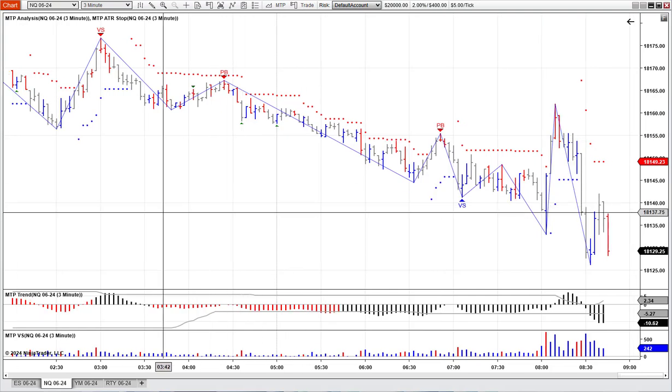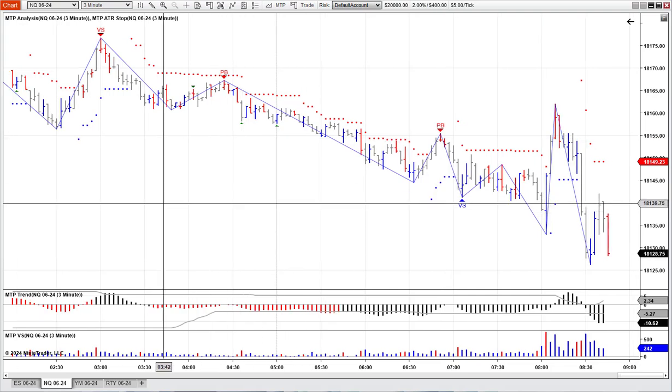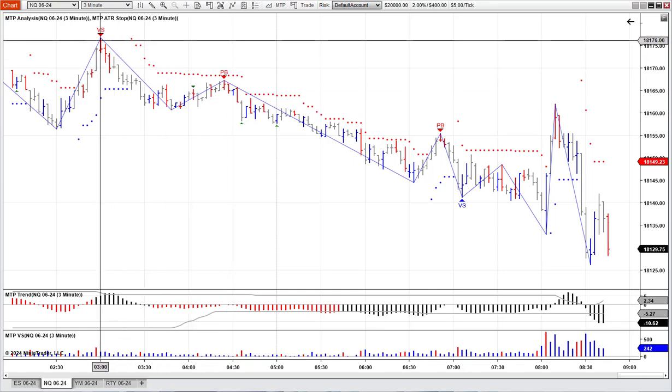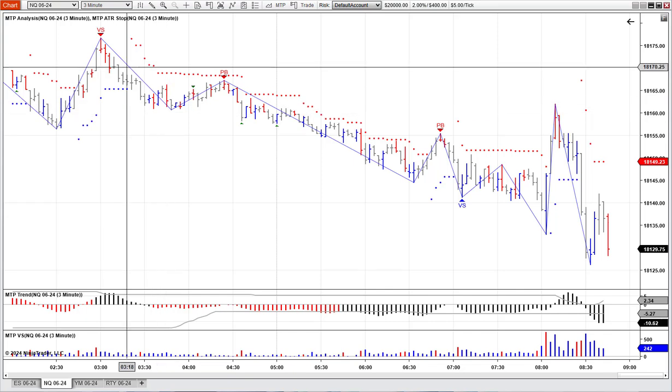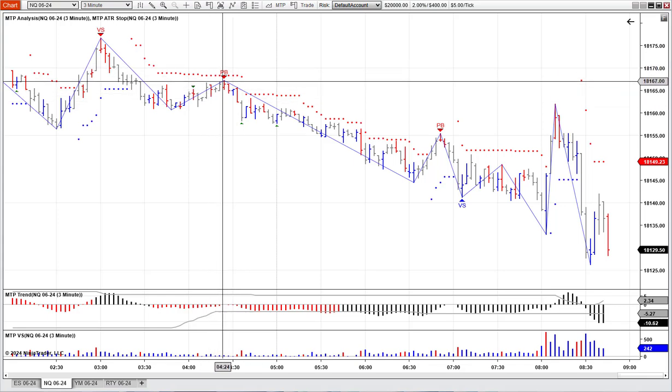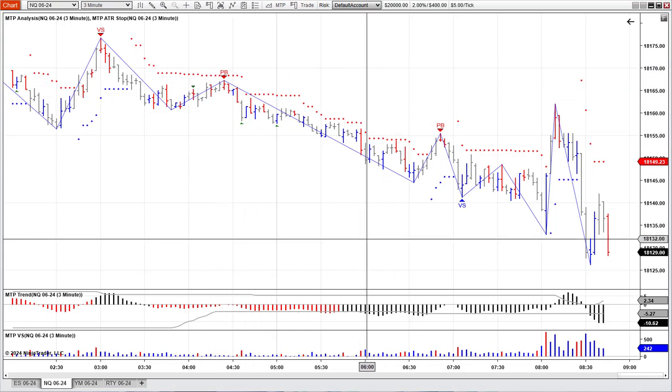So what is a PB or pullback trade setup? Well, it's where the market has an established prior trend. You can see here the market was in a downtrend. The market then made a correction, i.e. a pullback against the established trend. That gave us our trade setup. The market then resumed the downtrend.